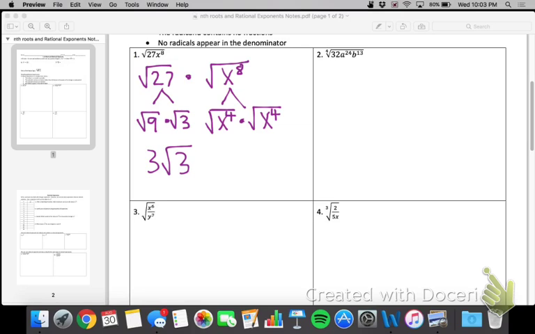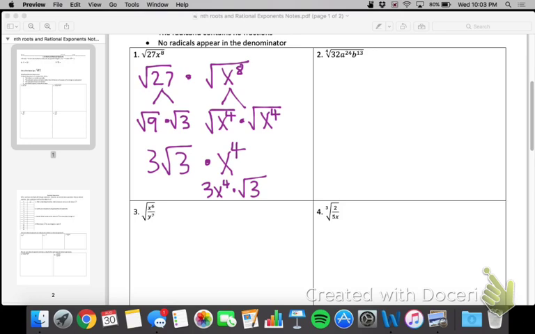So what happens is the x to the 4th can come out of the radical since there's 2 of them, right? And then we're just going to rewrite this. Usually when you simplify a radical, you write the radical last. So it's going to be 3x to the 4th times the square root of 3 as our final answer. Or 3x to the 4th root 3.